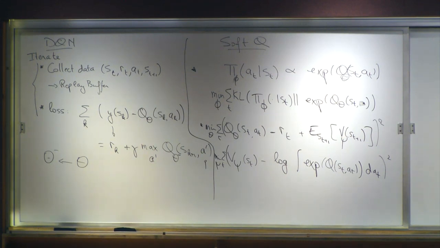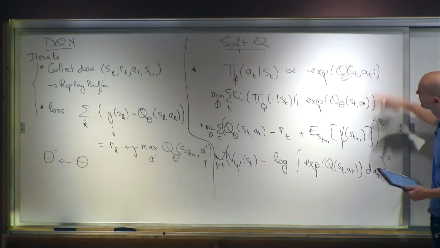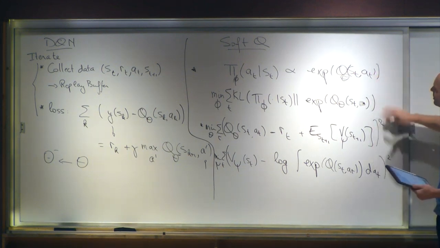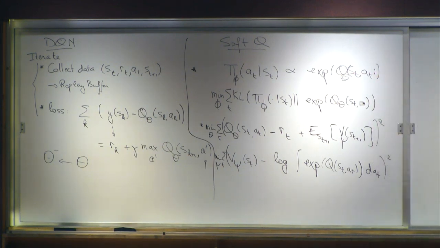And so we have three learning problems that we're solving in every iteration of learning updates. We collect more data, we repeat. Any questions about this?